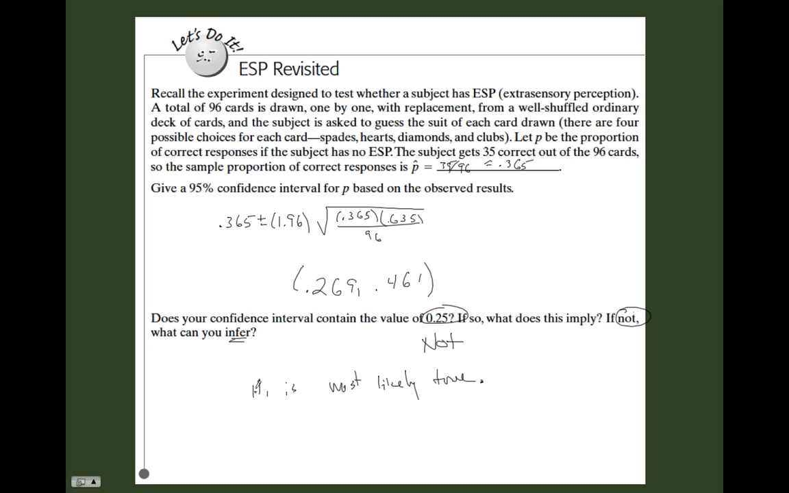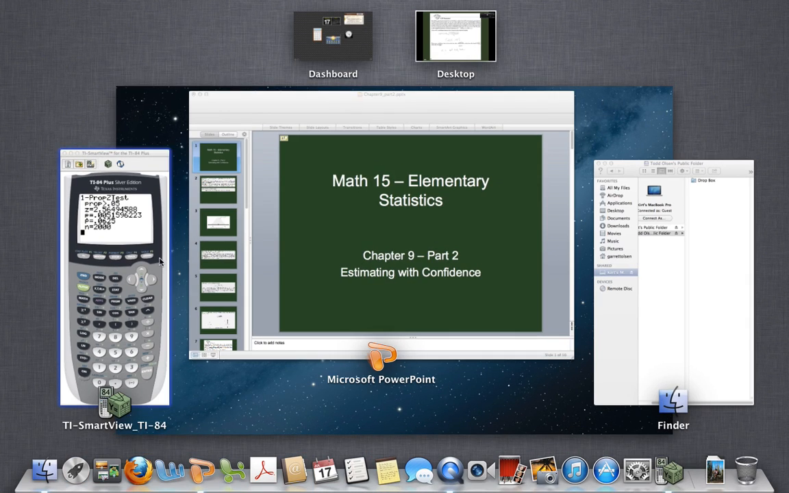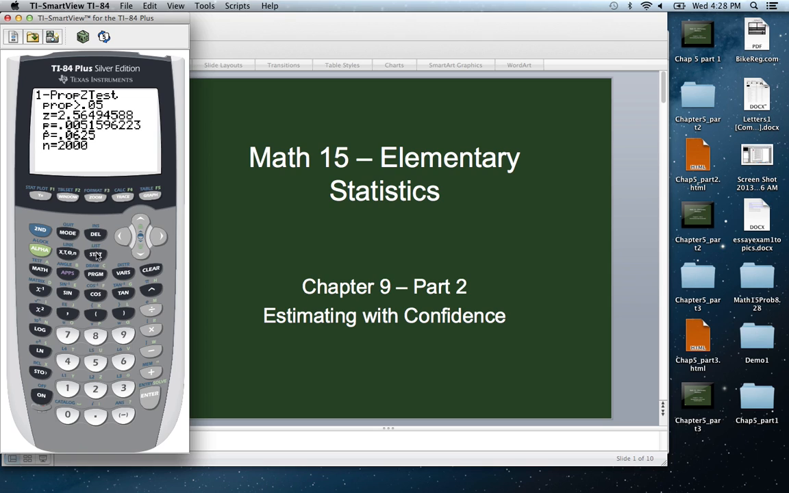The other thing I want to show you is how you can calculate this easily on the calculator. If we go to Stat, go over to Tests, and scroll down, we'll find 1-proportion Z interval. What we need to do is input the particular values. We had 35 successes out of 96 attempts, with a 95% confidence level. And the calculator gives back the actual confidence interval estimate for the problem.